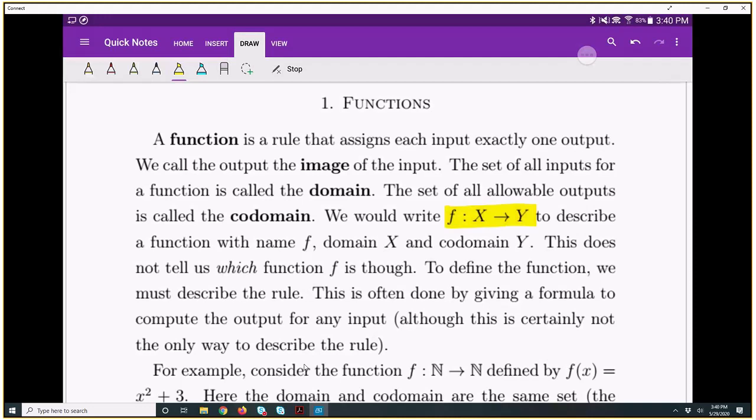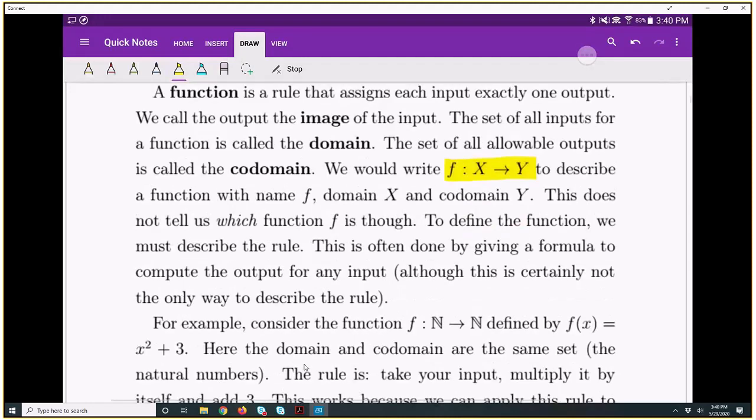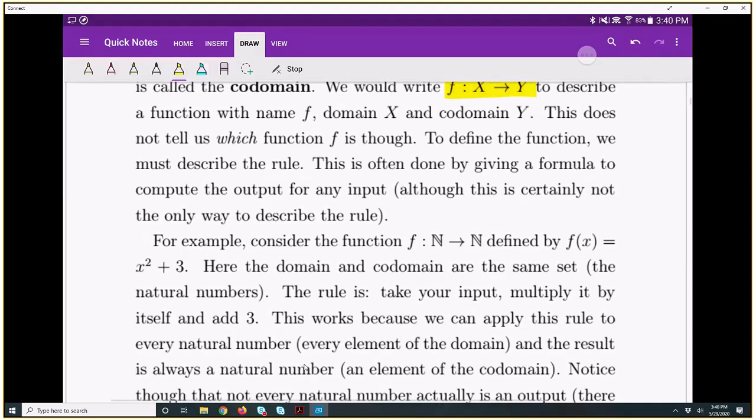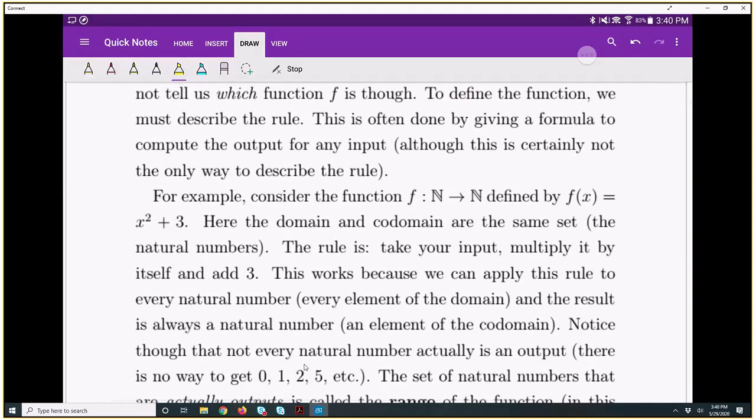Often, this will be done by giving a formula. Like in our algebra class, we would have a formula like f of x equals x squared. But that's not the only way to describe or define a function. So for example, let's consider the function f from the set of natural numbers to the set of natural numbers, defined by f of x is equal to x squared plus 3.